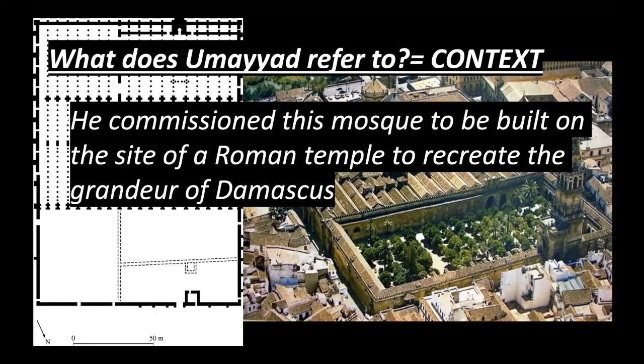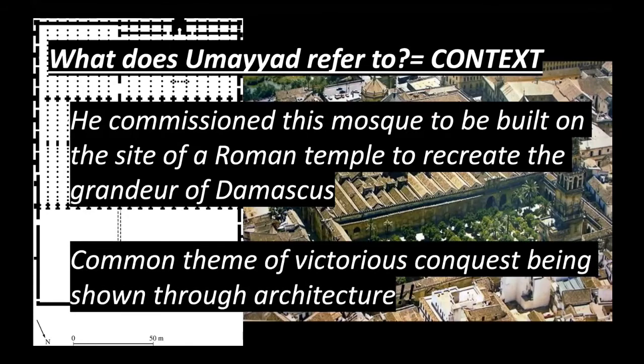So again, anytime there's going to be an area of conquest, or you have a new ruler coming in, or you are declaring a new religion, there's going to be a building that makes that statement of power and conquest. So this, again, is continuing this common theme of victorious conquest being shown through architecture.